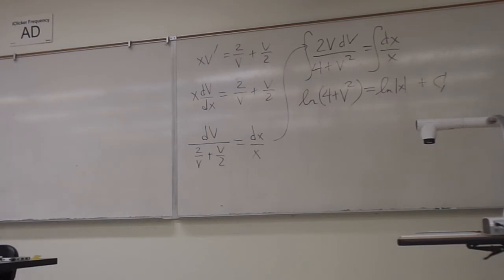When I exponentiate the logarithm, I'm just going to get 4 plus v squared, right? And when I exponentiate on the other side, what am I going to get? Absolute value of x plus c1, because that c1 is really e to the c, right? Yeah. I'm not happy with it. Nobody is. I should have people complaining about this.